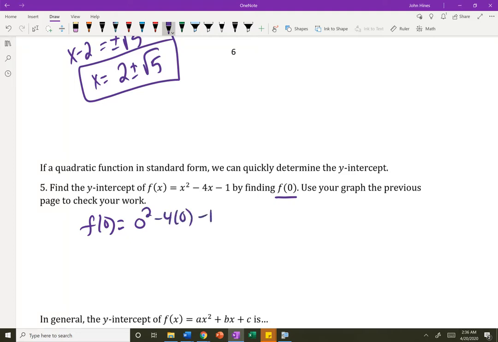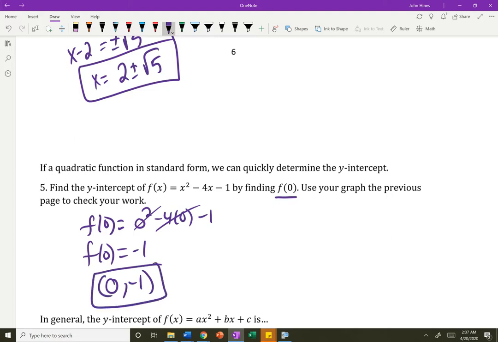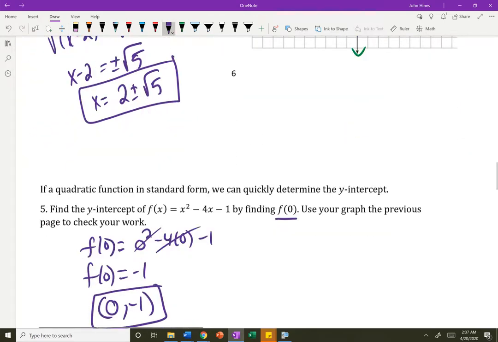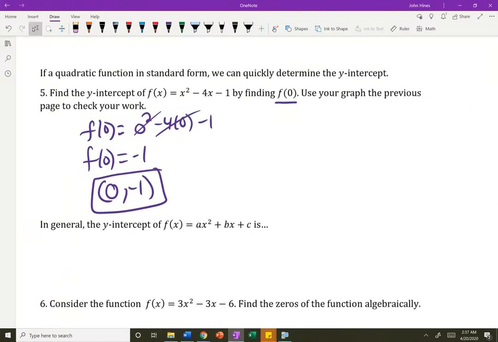Not when it equals 0, when I plug in 0. I end up getting -1. f of 0 is the point (0, -1). Which, wait a minute, go to this graph here, what do you see? (0, -1) is where it crosses the y-axis. So, in general, we find the y-intercept by plugging in 0.